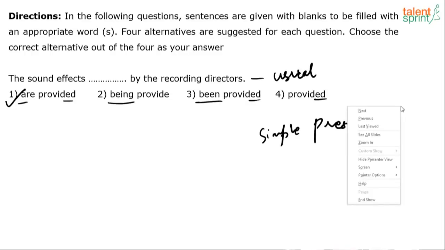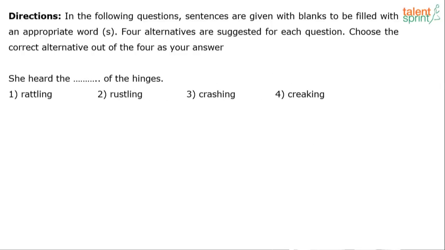Yes, most of you got it right. It'll be simple present. That is are provided. Let's move on to the next question. She heard the dash of the hinges. Now what are hinges? Can anyone tell me what are hinges? Hinges are nothing but the movable joint. It is the movable joint of a door which helps you to open and close the door. Okay, helps you in probably moving the door from one side to the other.